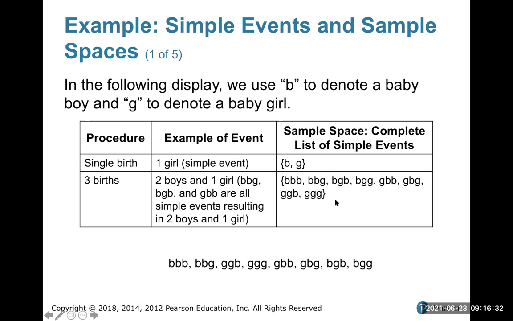So if I have two girls followed by a boy, then that would be only 1 out of 8 possibilities. But if I say two boys and a girl, then it would be 3 things out of 8. So does that make sense? Yeah, that makes sense. Thank you.